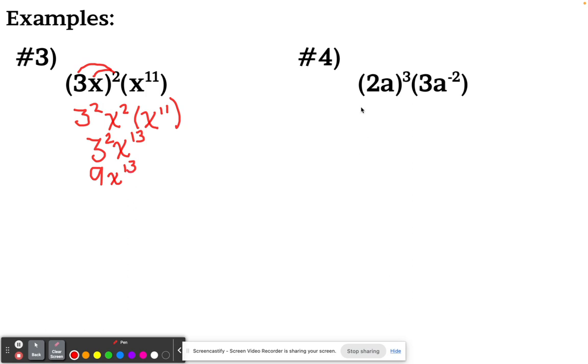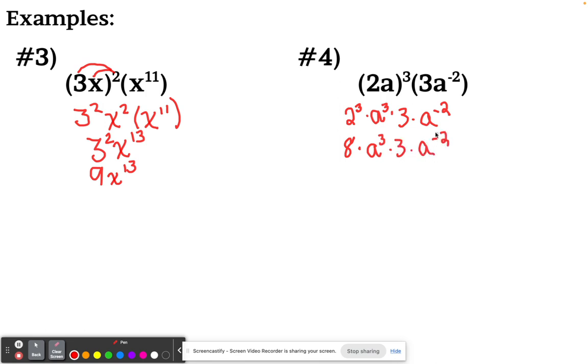Now I want you to pay attention here because here my 2a is being raised to the third power. But in this one, the exponent's on the inside. It's only my a that's raised to the negative 2 power. So I have 2 to the third power times a to the third power times 3 times a to the negative 2 power. Oh, 2 to the third power is 8 times a to the third power times 3 times a to the negative 2 power.